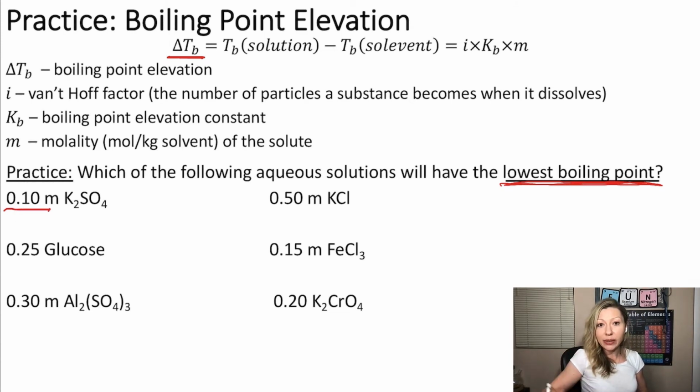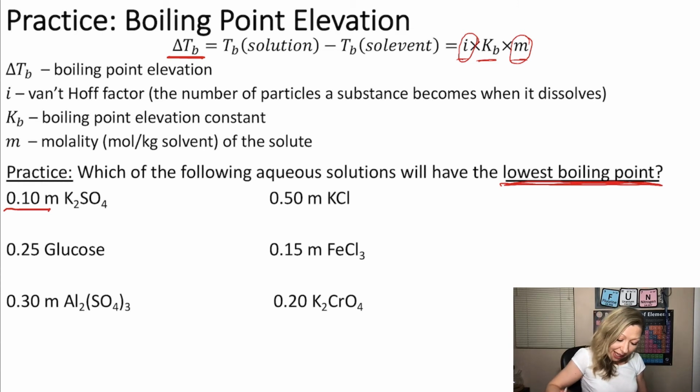So as in the previous case, delta T_B, or the boiling point elevation, is going to depend on the Van't Hoff factor i, K_b, which is a constant, and the molality. In this case, we need to take into account both i and m to figure out which of these solutions is going to have the lowest boiling point.